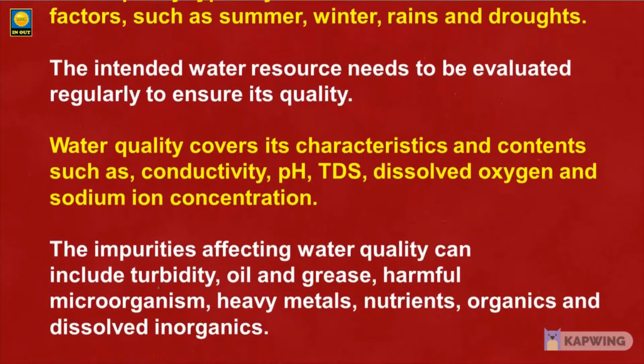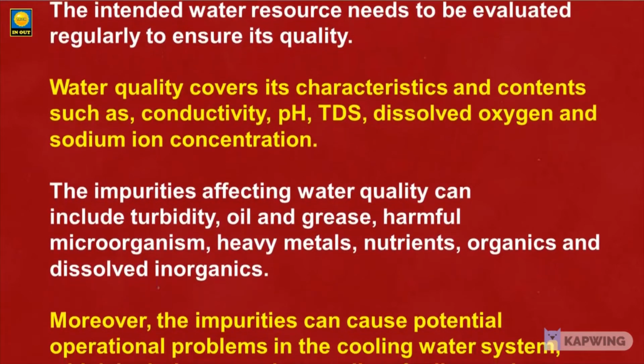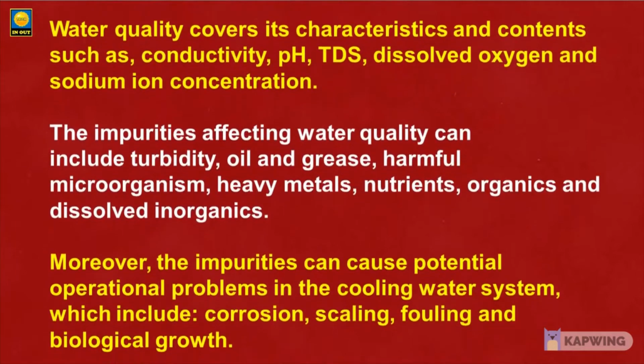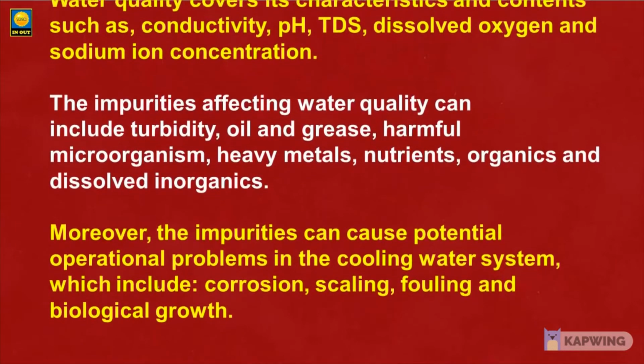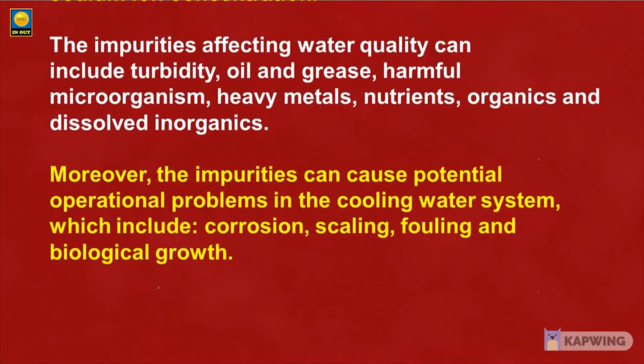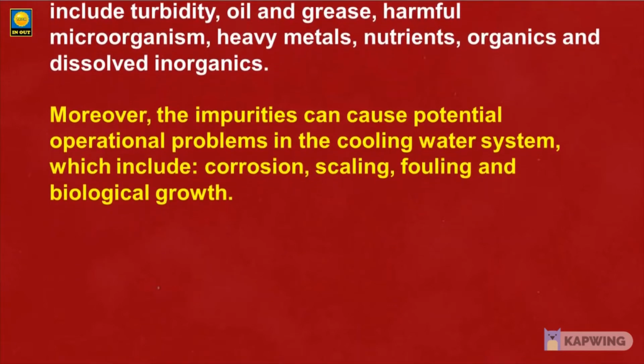The impurities affecting water quality can include turbidity, oil and grease, harmful microorganisms, heavy metals, nutrients, organics and dissolved inorganics. Moreover, the impurities can cause potential operational problems in the cooling water system, which include corrosion, scaling, fouling and biological growth.